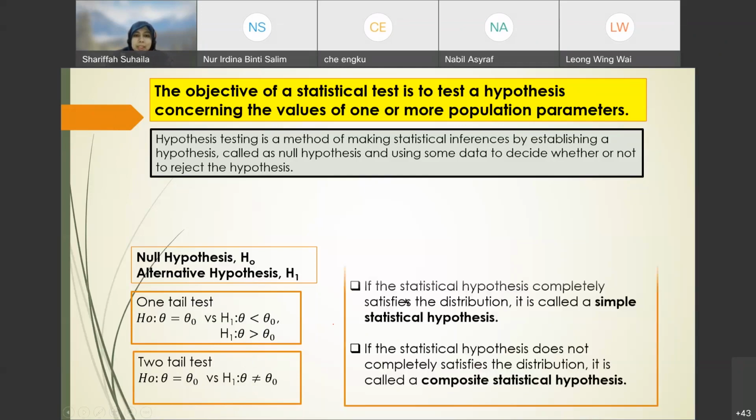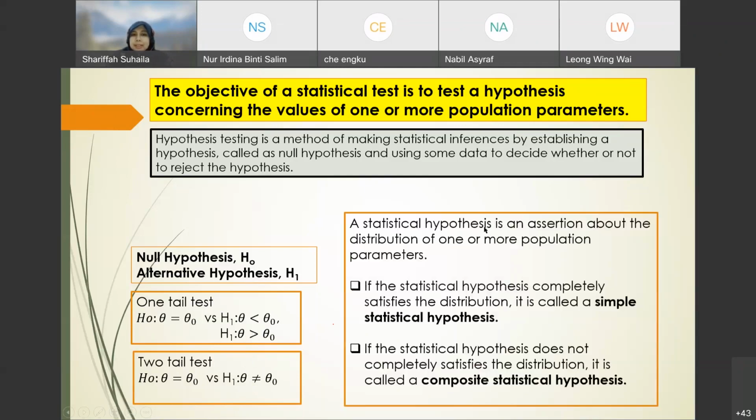Okay, so that is your knowledge lah. So again, a statistical hypothesis is an assertion about the distribution of one or more population parameters. Okay, so kita ada dua term, kita panggil sebagai simple statistical hypothesis. Satu lagi kita panggil sebagai composite. Okay, so if the statistical hypothesis completely satisfies the distribution, it is called a simple statistical hypothesis. For example, let's say kita dah state, okay, katakan null kita theta equals to 1. Your alternative theta equals to 2. So that one we call a simple statistical hypothesis.